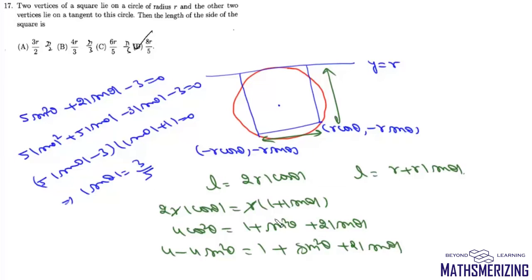Now if the value of mod sin theta is 3 by 5, then we can write this length L as r times 1 plus mod sin theta, which is 3 by 5. So it'll be simply 8r by 5, and that's your option number D.